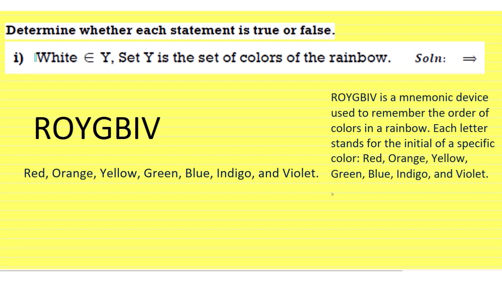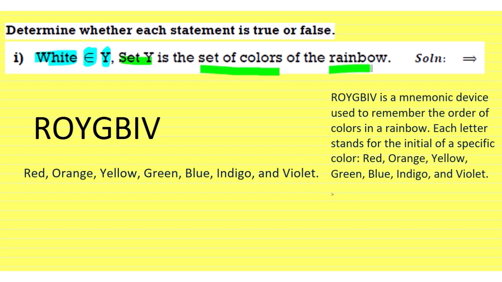Our next problem states that white is an element of Y, and set Y is the set of colors of the rainbow. I've got this nice little Roy G. Biv, which is a mnemonic device to help us remember the colors in a rainbow. R stands for red, O orange, Y yellow, G green, B blue, I indigo, and V for violet.